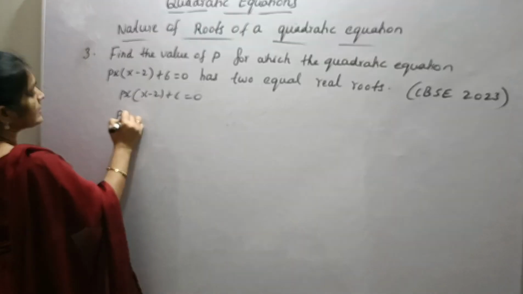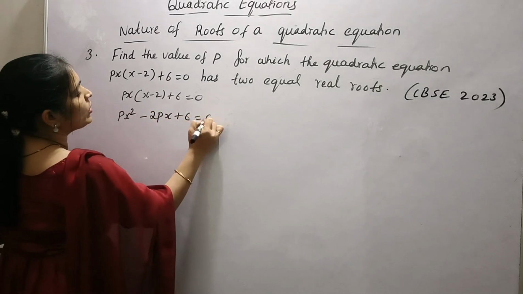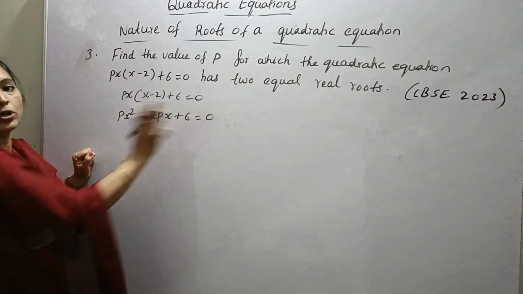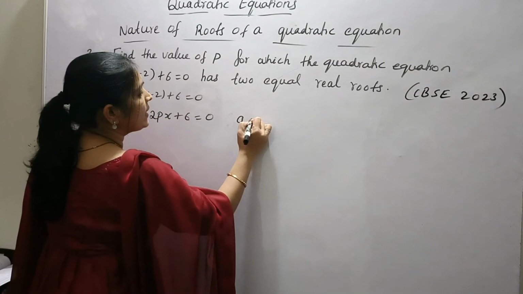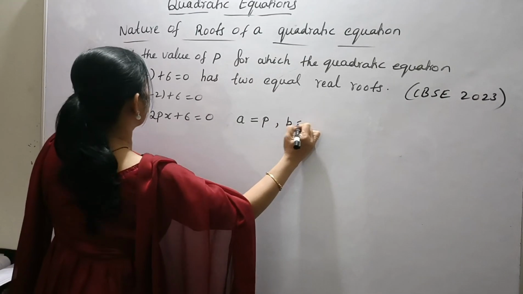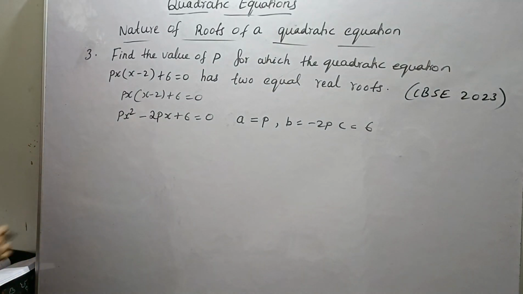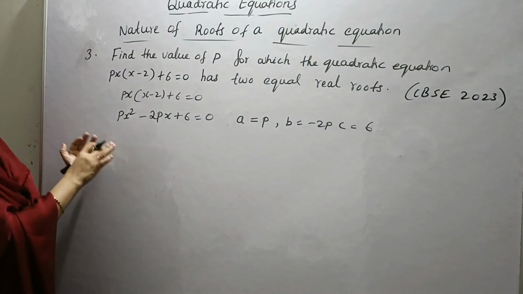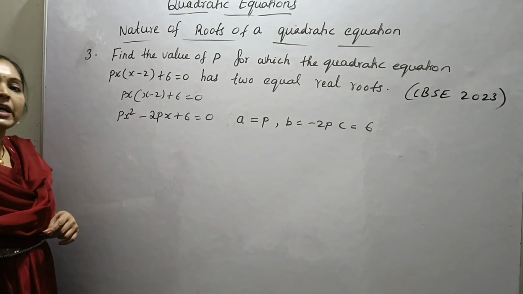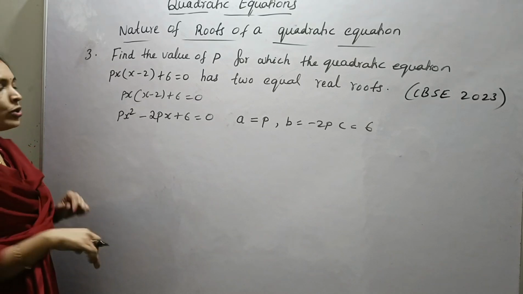That is px square minus 2px plus 6 is equal to 0. See, ax square plus bx plus c is equal to 0. Now here we will write the values of a, b and c. a is equal to p, b is equal to minus 2p, c is equal to 6. And it is given that the quadratic equation has two equal real roots, means it has only one root that is real. Therefore, discriminant b square minus 4ac is equal to 0.